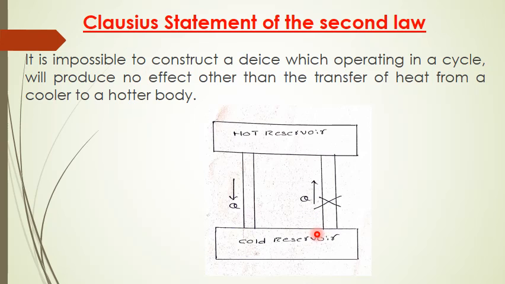So the reversal of this, which means the transfer of heat from the cold reservoir to the hot reservoir, is not possible unless you add some amount of work, unless you put effort into it. So it is impossible to construct a device which transfers heat from a cold to a hot body without some amount of work being spent on it. That is what the Clausius statement of the second law says.